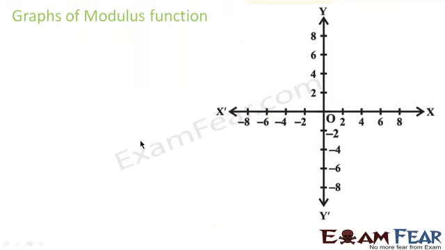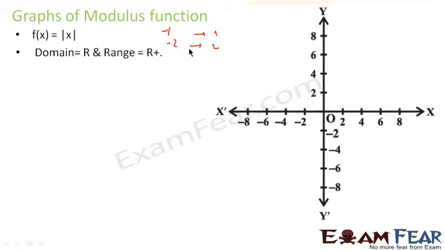Now we'll see the modulus function. The modulus function is f(x) is equal to mod x. If you give -1 as the input, you'll get 1. If you have -2, you'll get 2. So whatever value you provide, you get the positive value. Here, the domain is R, you can give any real number. But since it always gives a positive number, the range is R plus.